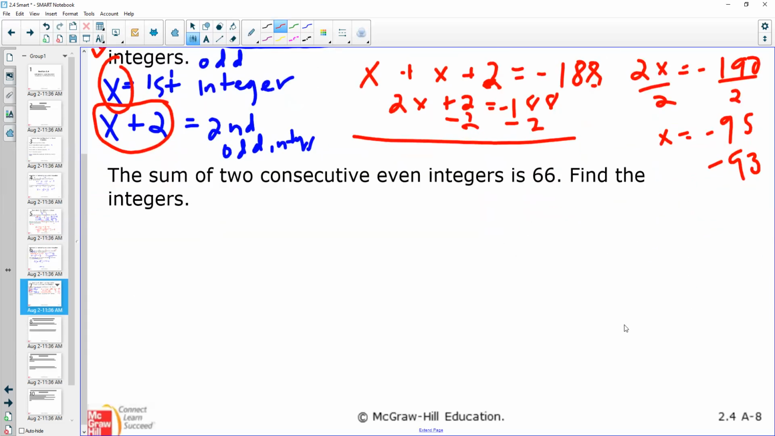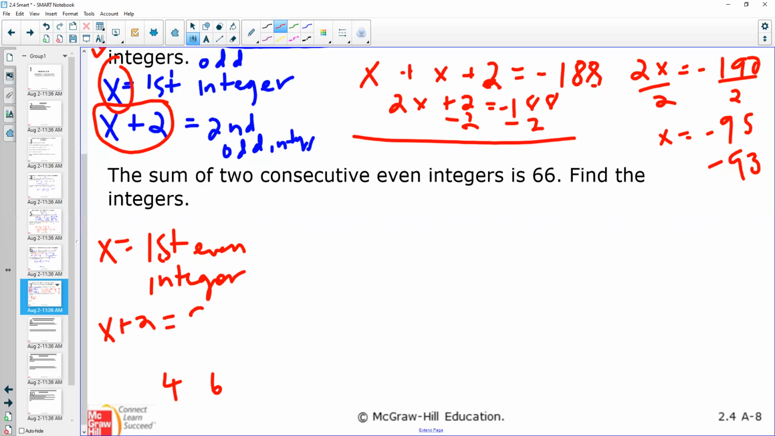The only thing that's different here is it says even, but that doesn't really matter. What matters is the distance between the 2 numbers. So we're going to set it up the same way. x is the first even integer. The distance between two even integers, think like 4 and 6, right? The distance between them is still 2, so x plus 2 is the second even integer. So then x plus x plus 2 equals 66.